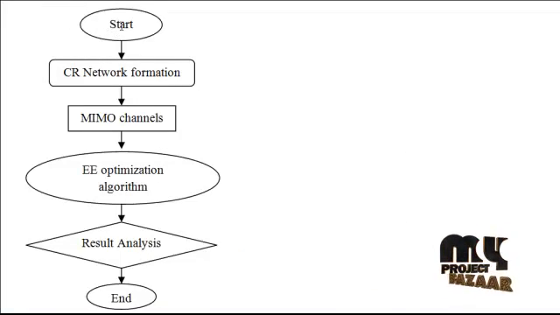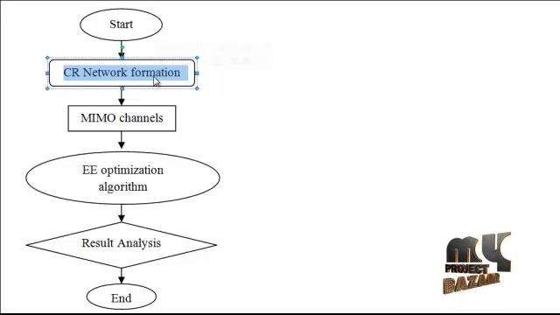This is the flow diagram of our process. First we start the process. The next is the CR network formation. First of all, cognitive radio is a radio that can be programmed and configured dynamically. Such a radio automatically detects available channels in the wireless spectrum, then accordingly changes its transmission or reception parameters to allow more concurrent wireless communication in a given spectrum band at one location.